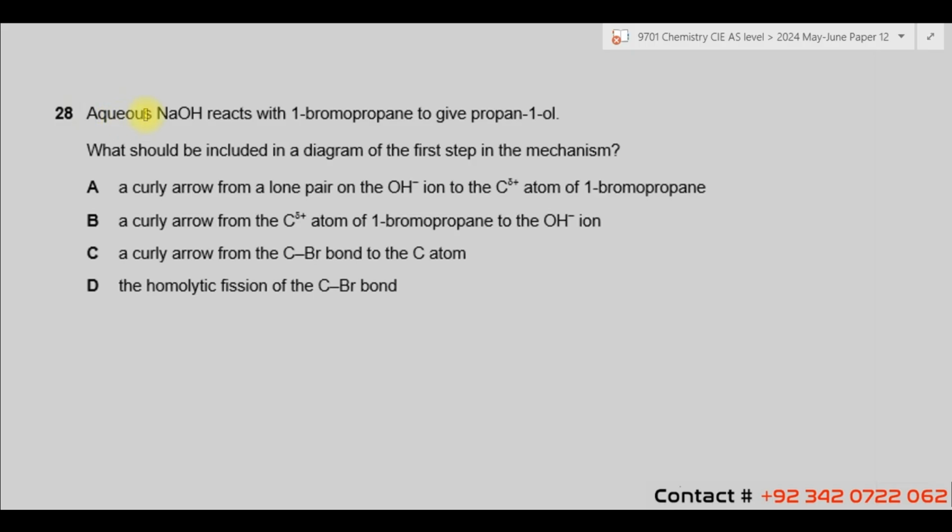Question 28. Aqueous sodium hydroxide reacts with 1-bromopropane to give propane 1-ol. What should be included in a diagram of the first step in the mechanism? Okay, let's see. We have 1-bromopropane, so 3 carbons for propane. Bromine is present on first carbon, 1-bromo. Rest are the hydrogen atoms. Bromine is partial negative because it is more electronegative. Carbon is partial positive as it is less electronegative.